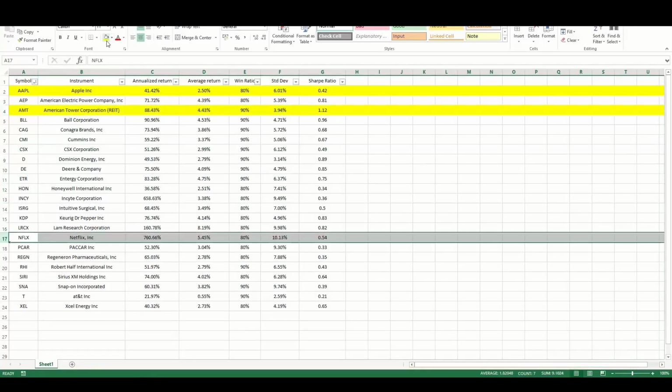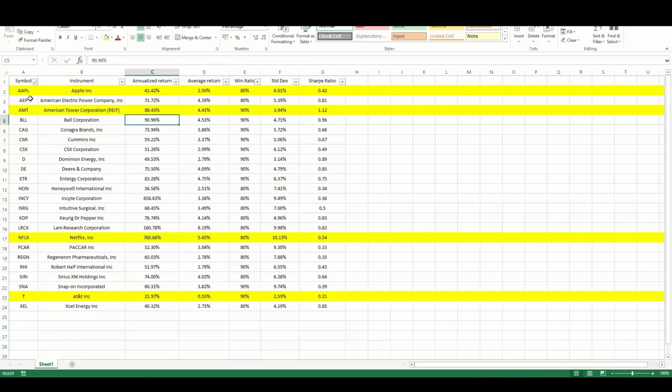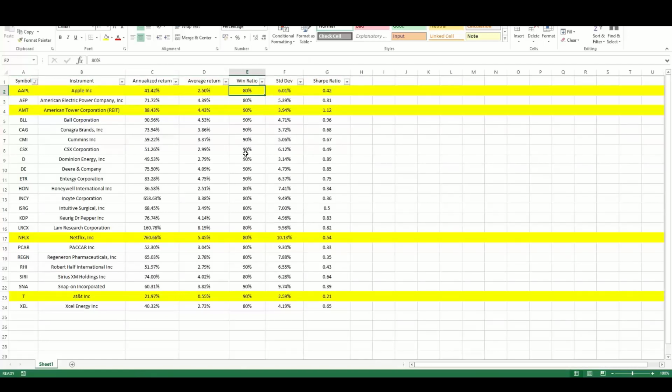Okay, Netflix as well as AT&T. So let's talk about Apple first. If you take a look at this highlighted one on Apple, you can see that for the past 10 years, that's a win ratio of 80%, which means that in the past 10 years, 8 years rally and 2 years drop. So this is based on this current week.